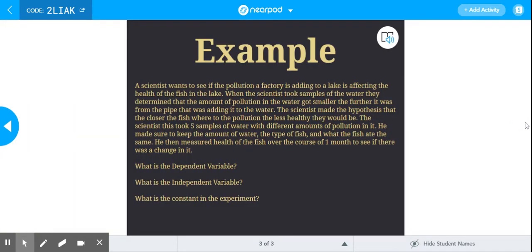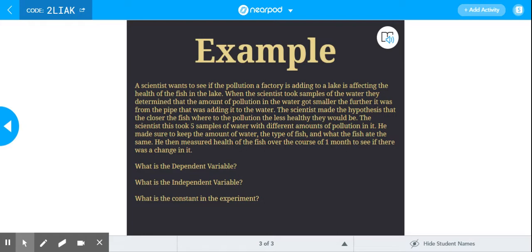So, a scientist wants to see if the pollution a factory is adding to a lake is affecting the health of the fish in the lake. When the scientists took samples of the water, they determined that the amount of pollution in the water got smaller the further it was from the pipe that was adding it to the water. The scientists made a hypothesis that the closer the fish were to the pollution, the less healthy they would be. The scientists took 5 samples of water with different amounts of pollutions in it.